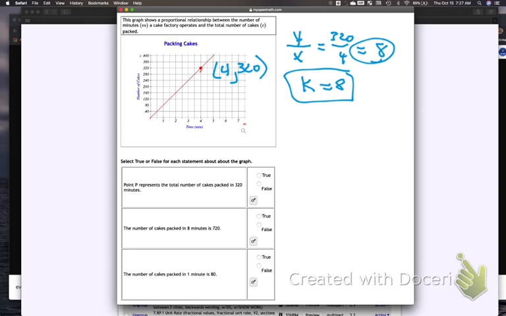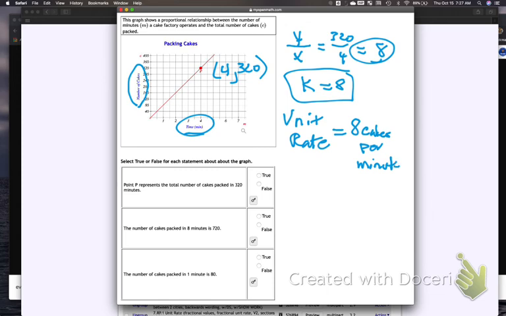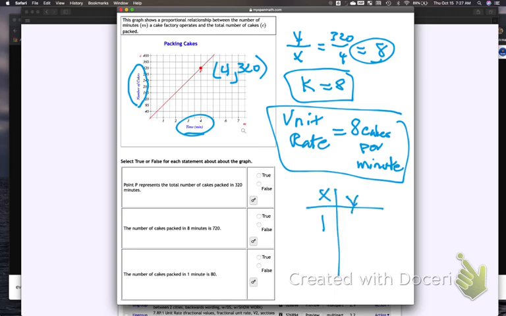And the unit rate is 8 something per something. So we'll go back to the axes here. So we've got, looks like, the number of cakes. So that would be cakes per minute. So cakes per minute is the unit rate. And I may or may not need a table at this point, but I'm going to go ahead and start a table just in case we need it.